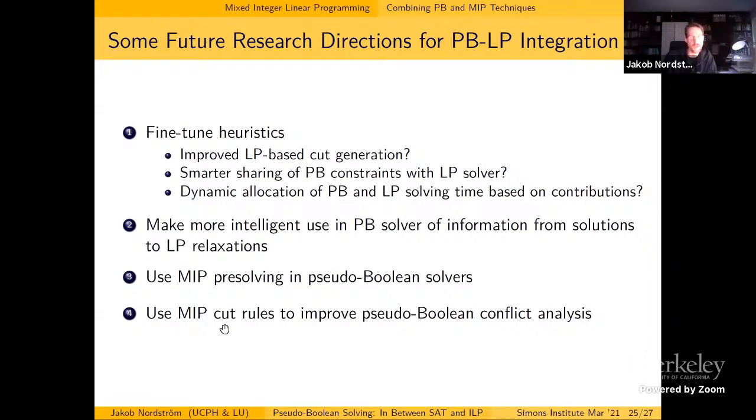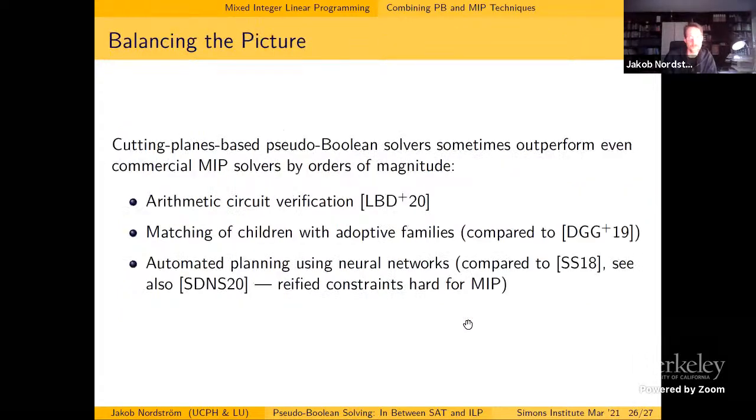Another interesting fact is that you have a rich library of different cut rules that you could in principle plug into pseudo-Boolean conflict analysis and see if something better pops out. And this is something that I really would like to do. And now this is where I ended in my tutorial.